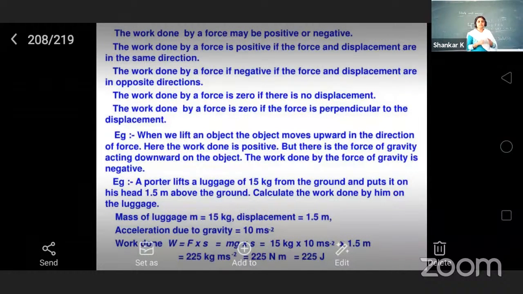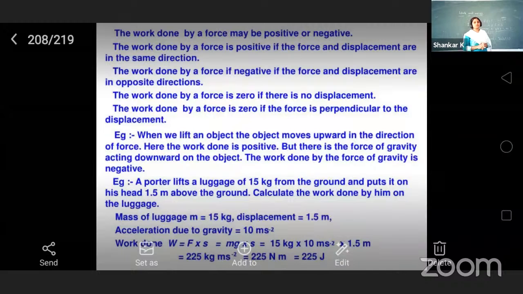Here, the work done by a force is positive if the force and displacement are in the same direction. In whichever direction I push the wall with a force, if it moves, we call it the displacement, so the force and displacement are in the same direction. The work done by a force is negative if the wall is not moved, if it is stationary, so the force and displacement are in opposite directions.